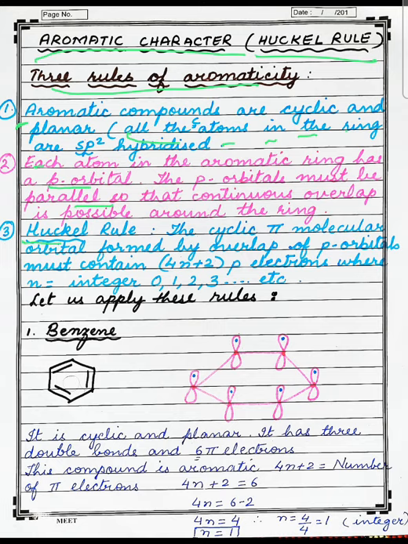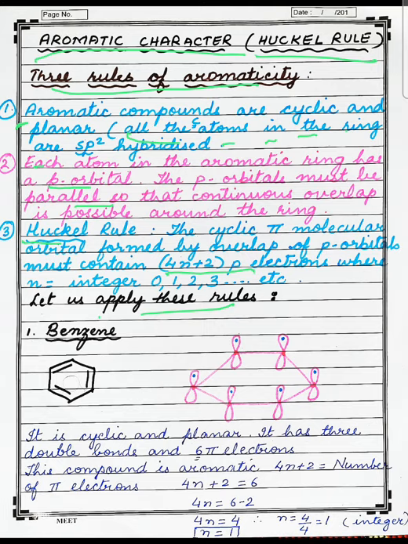Third is the Hückel rule. The cyclic pi molecular orbital formed by the overlap of p orbitals must contain 4n plus 2 pi electrons, where n is an integer, that is 0, 1, 2, 3, 4, 5, like that. Now, let us understand with the help of examples.